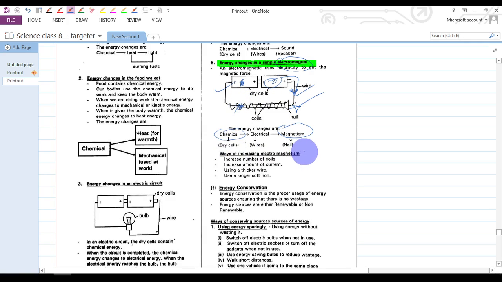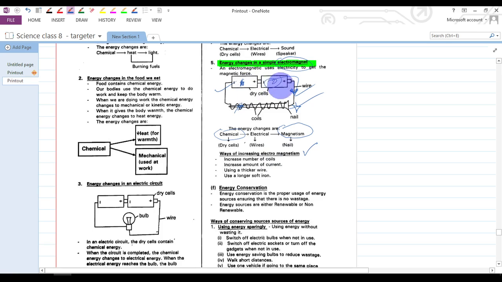Now we have ways of increasing electromagnetism. One, we can increase the number of coils. For instance, if the number of coils was 30, now we can increase them to 40. Thereby the strength of the electromagnet that we shall make will be stronger. We can also increase the amount of current.